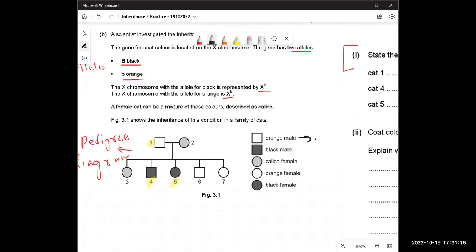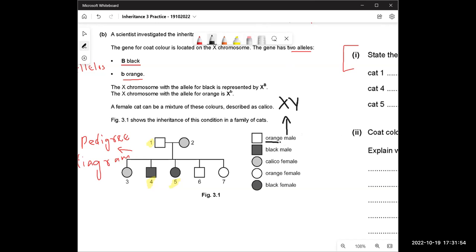Give a possible genotype answer, and I'll tell you if it's correct or wrong. X capital B, X capital B, and small b X? No. Yes, X capital B again. But the thing is, males are always XY. A male can never be XX.